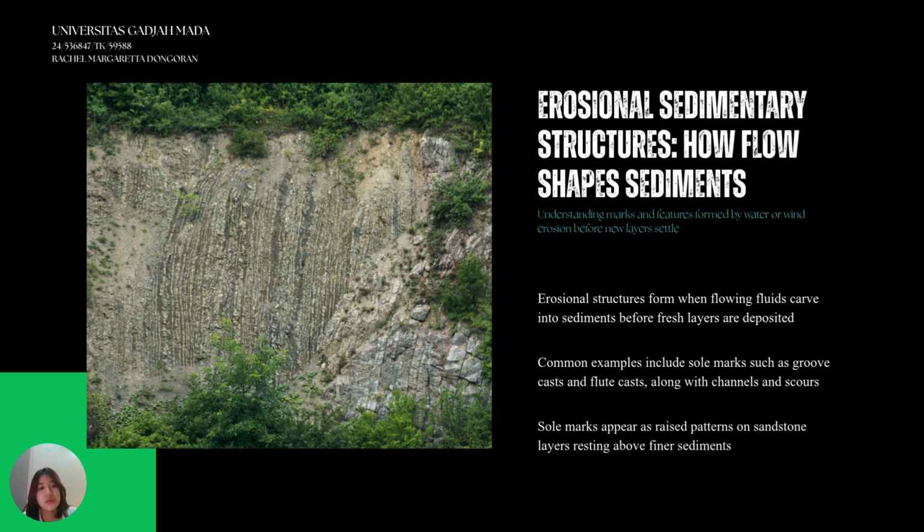So in here, erosional sedimentary structures: how flow shapes sediments. The first group we'll talk about is erosional sedimentary structures. These form when flowing fluids, like water or wind, carve into the surface of soft sediments before new layers are deposited above. In simple terms, the flow erodes or scours the surface. Then later, the new material fills in those erosional features. Common examples include sole marks, flute casts, groove casts, channels, and scours. Each of these features records the movement of a current and helps us understand the direction and energy of ancient flows.